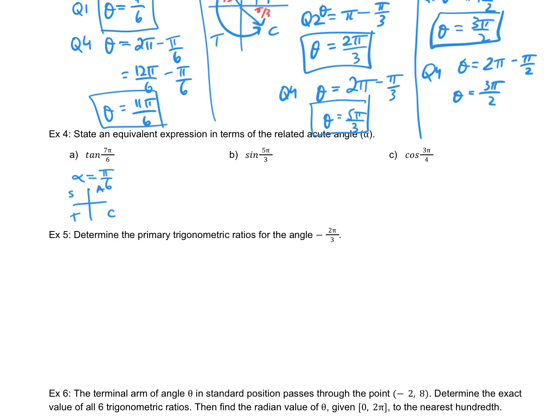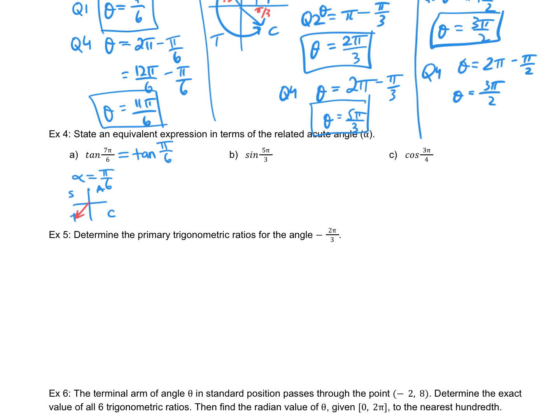So 7 pi over 6 is just greater than 1 pi, so we're going to be in tan's quadrant. Well, if we're in tan's quadrant and we're dealing with a tan ratio here, we're positive, which means tan 7 pi over 6 is equivalent to whatever tan pi over 6 is equal to, because these are both positive ratios.